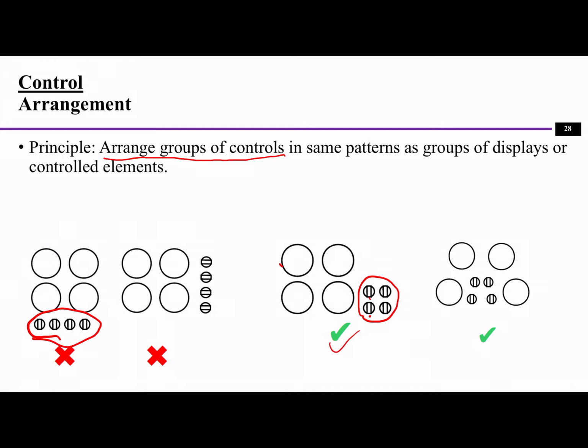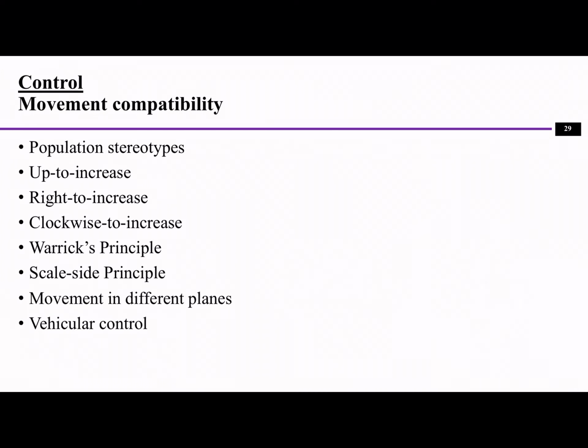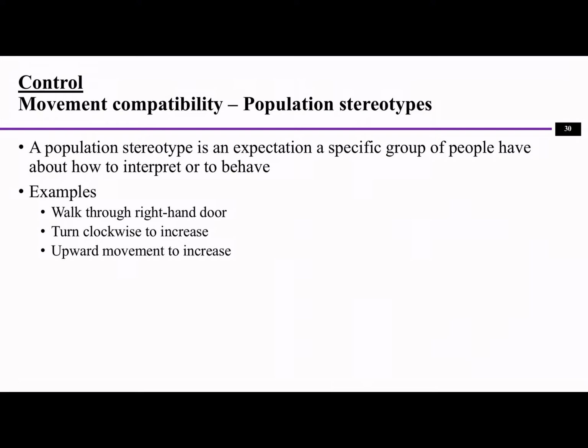Yeah, both ways work very well. Also for the controls, there are some principles related to movement compatibility. For example, the population stereotypes: up to increase, right to increase, clockwise to increase, and also the Warrick's principle and the scale side principle. We're going to go through them one by one.